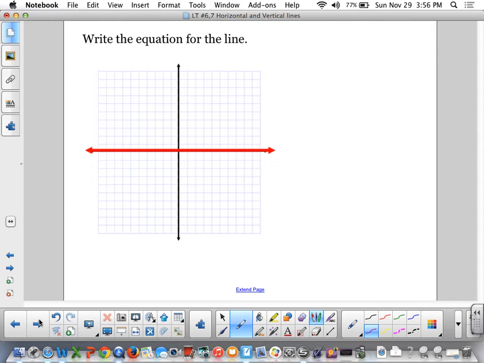Pause the movie, write your equation, press play when you're ready. This is y equals 0. Pause the movie, try it on your own, press play when you're ready. This is x equals 1, 1, 2, 3, 4, 5.